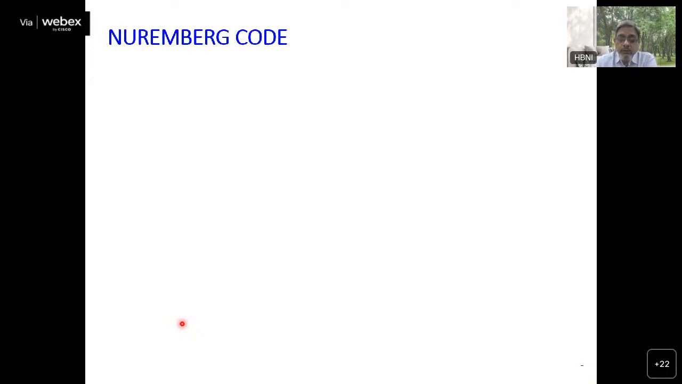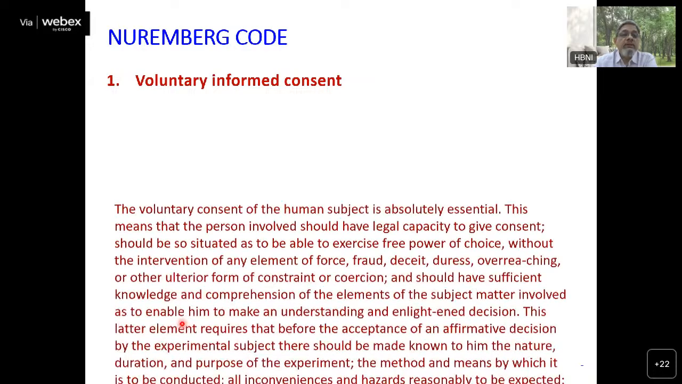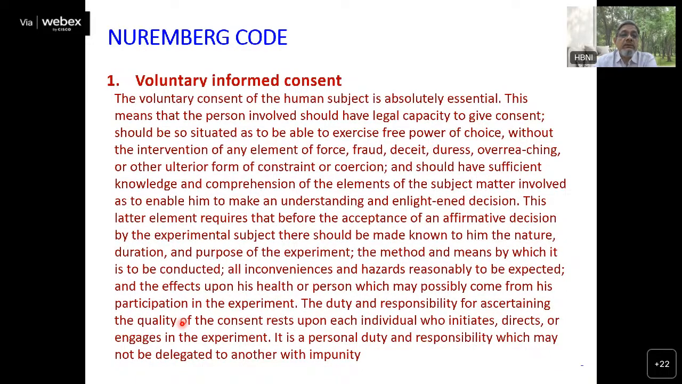The Nuremberg Code laid down certain guidelines. First, it said you must have voluntary informed consent. That means the human being must actually agree to the test being conducted on him. So the consent has to be voluntary. Of course, he should also have the legal capacity to give that consent. And he should have sufficient knowledge and comprehension of the elements of the subject matter involved, so as to enable him to make an understanding and enlightened decision.